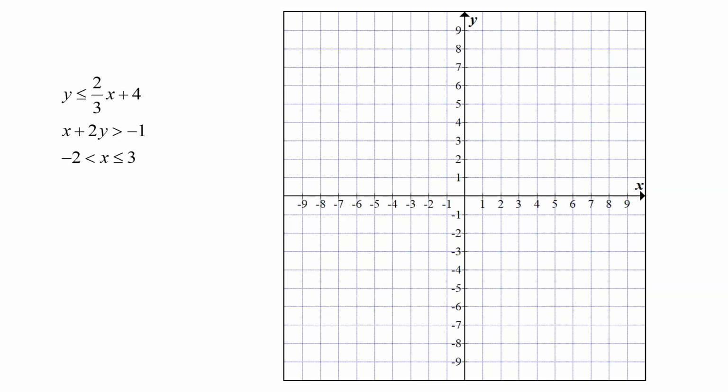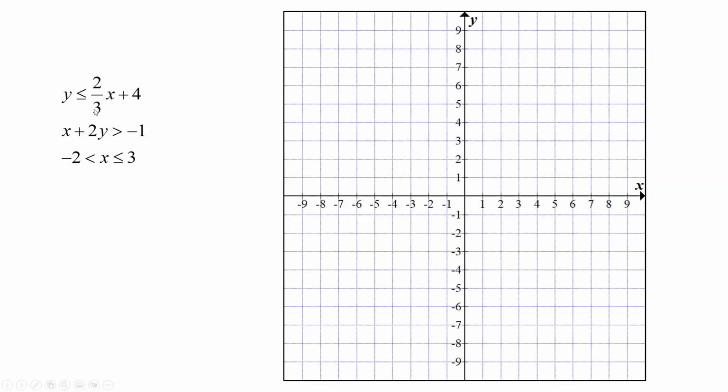If you have it in slope-intercept form, you're going to plot the y-intercept, use the slope, and graph. How the graph looks when all is said and done depends on the inequality symbol, because there's going to be some shading, and you have to determine whether the line you draw is going to be solid or dashed.